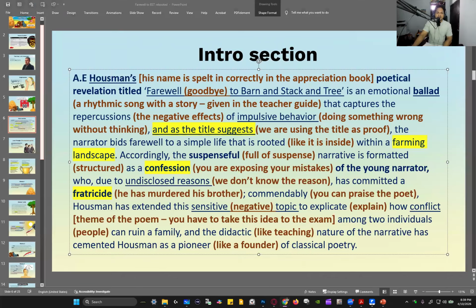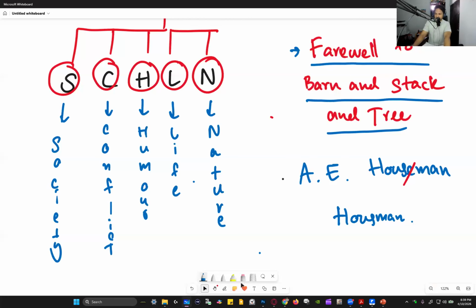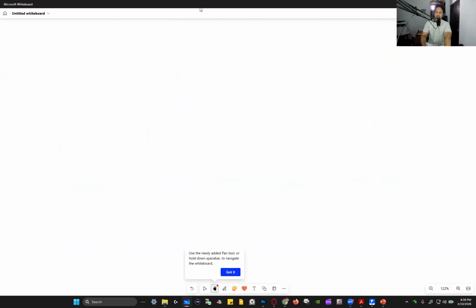Does Housman have an E? No, it doesn't. Housman is spelled without an E in the exam. If they ask you to name the poet and you write A. Housman with an E, will you get marks?